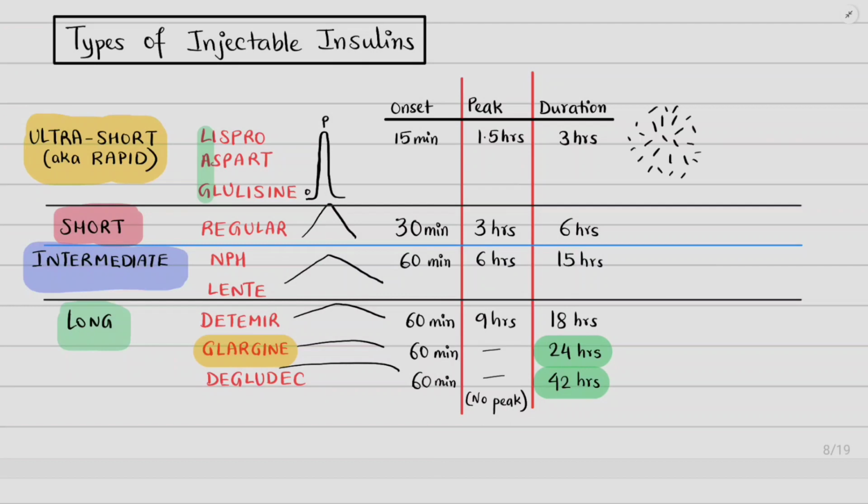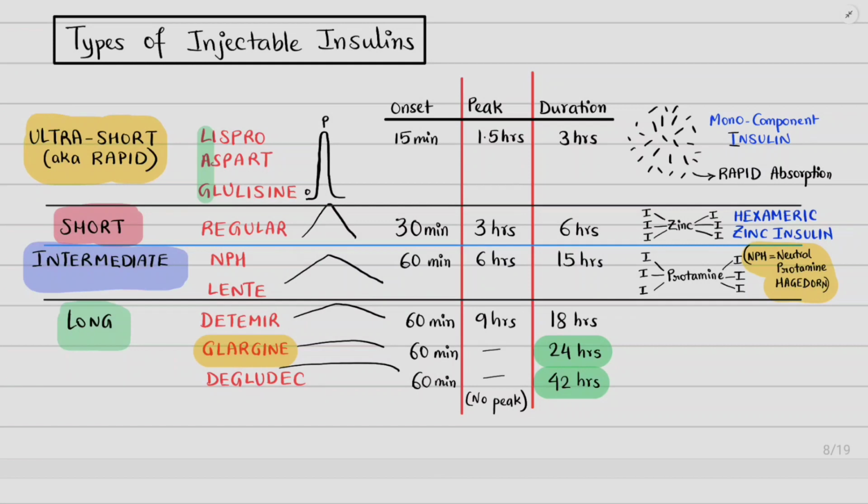Ultra short insulins are basically insulin molecules which are free soluble insulin. Since these are monocomponent insulins, they cause rapid absorption in the body. Now in short insulin, six insulin molecules are attached to a zinc molecule, so these are also known as hexameric zinc insulin. The intermediate insulin is the same, but instead of zinc the insulin molecules are attached to protamine, hence the name neutral protamine Hagedorn. And finally in long acting insulin, the insulin molecules are bound to a lipid moiety. Since the lipid moiety takes a longer time to release the insulin, they are long acting insulins.